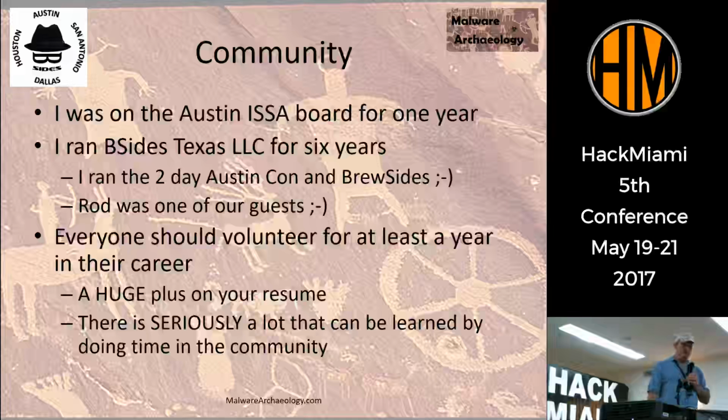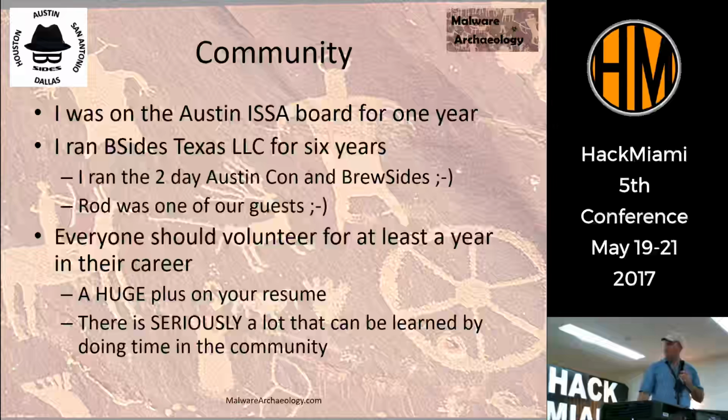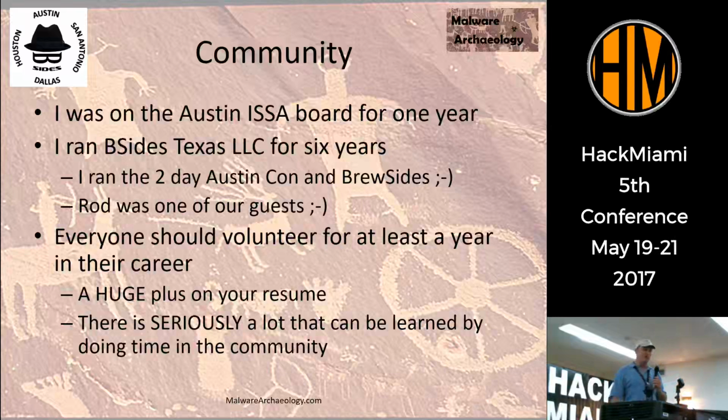Community. Let's end with community. I was on the ISSA board for 1 year, B-Sides for 6, like I spoke of. Everyone here, including the youngins that are probably in the other room, some of them standing up in the back, please get involved with the local community. It's what allows, like Rod is doing for you guys here and the people out there, please hug them and thank them for the work they've done.